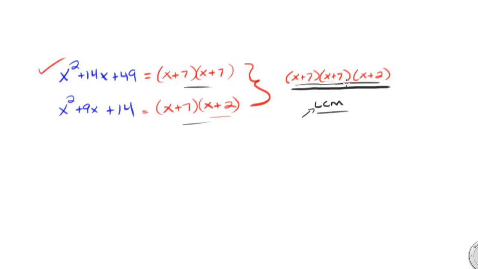And again, both of those quadratics in their factored form can be found in this expression. x plus 7 times x plus 7 times x plus 2 is the LCM. Just a little fancy way of writing that as a final answer, if I wanted to, I could write that as x plus 7 squared times x plus 2.